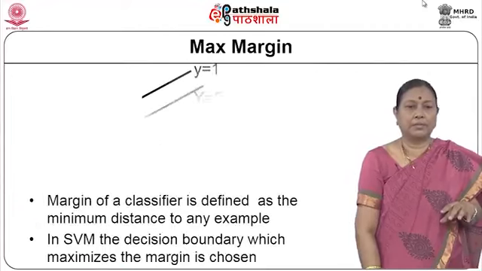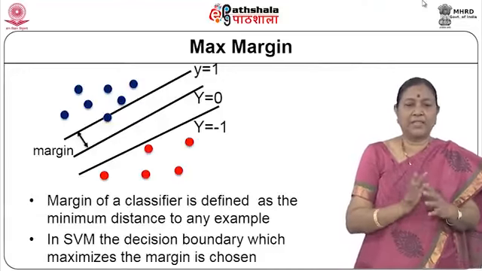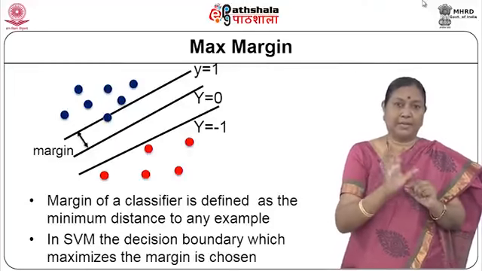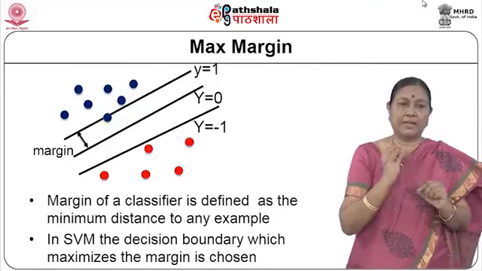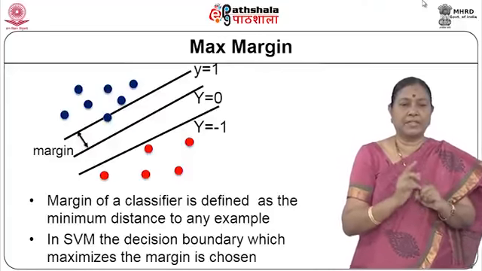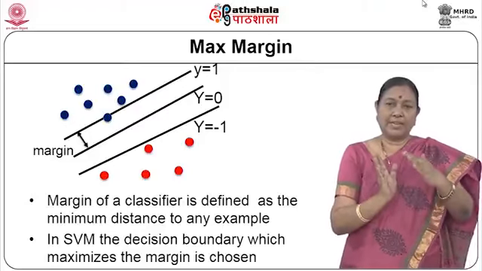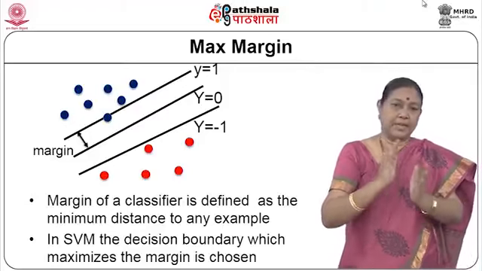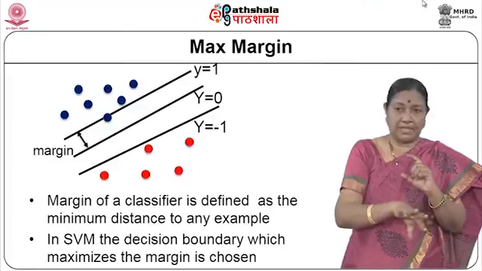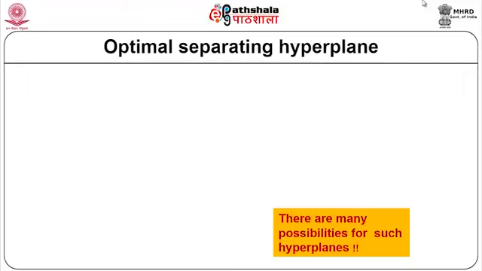Now if you look here, this is the concept that we called margin, and the margin of a classifier is defined as the minimum distance to any example in that particular example set. You can see that the blue dot touches against that, and on this side it touches against that red dot. So those two are the support vectors, and in SVM the decision boundary which maximizes the margin is chosen. Please note that this decision boundary can be like this, can be like this, can be like this. That is dependent upon your optimization problem, which is to choose the data points in such a way that this margin is maximized.